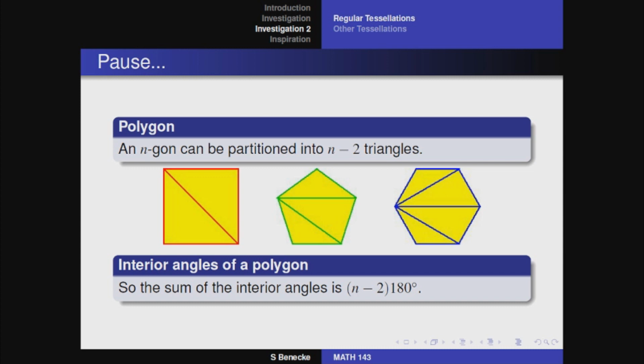So because triangles are so well understood, I can use them to figure out the angles, and in this case, the sum of all the interior angles of any polygon. The hexagon, sum of all the interior angles, will be 4 times 180 degrees, because there are 4 triangles. Each triangle contributes 180 degrees.